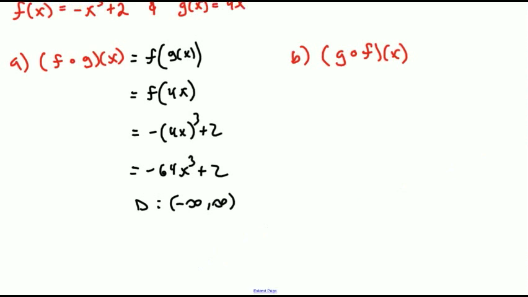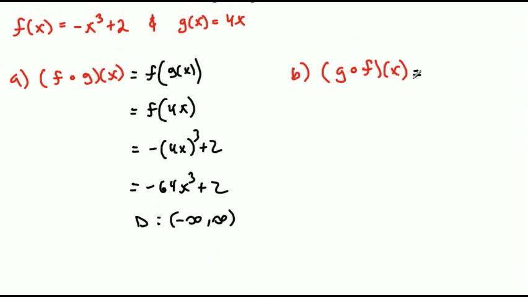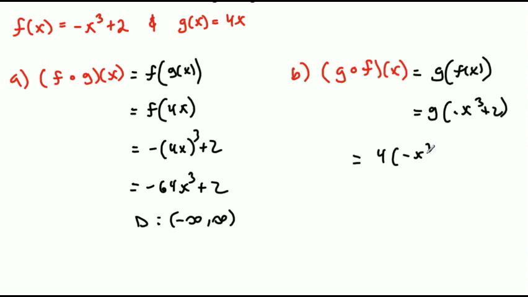Okay. All right, coming over here, we're going to do the same thing. We're going to do g of f of x. I can replace f of x with negative x cubed plus 2. So g of negative x cubed plus 2. Now I replace this x because now I'm doing g of x. I'm going to replace this x with this guy. So move this over here. We're going to get 4 times negative x cubed plus 2. Doing the distributive property, we get negative 4x cubed plus 8.